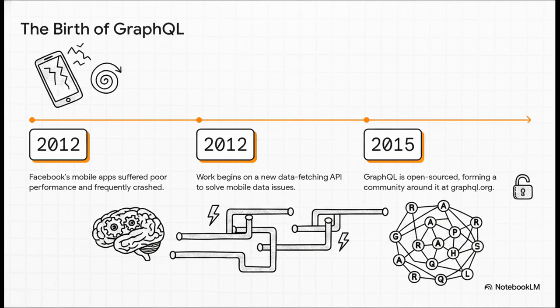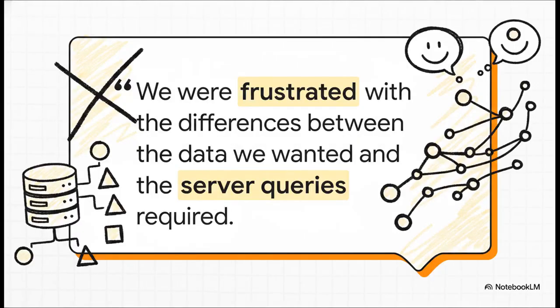So their engineers decided to invent a whole new way to fetch data, built from the ground up to solve this very problem. And they called it GraphQL. And you can really hear their motivation in this quote from the engineering team. They were just plain frustrated. They weren't thinking about the server's rigid structure, they were thinking about what their app actually needed to show the user. And that developer-first mindset is totally key to understanding why GraphQL is so different.